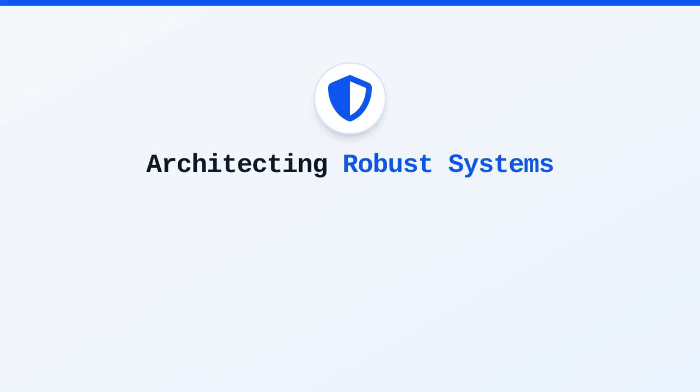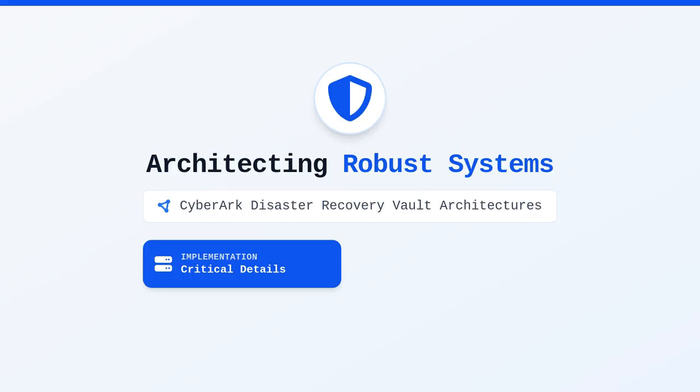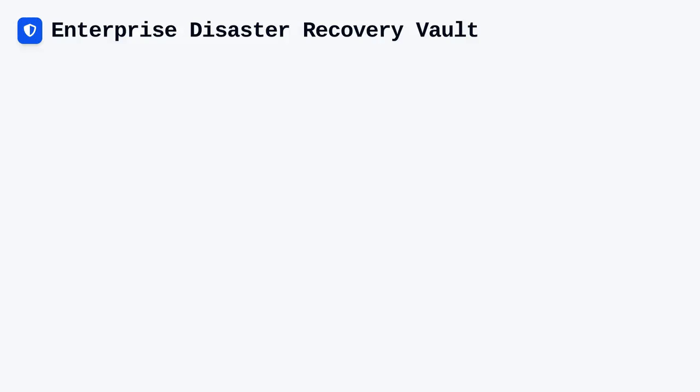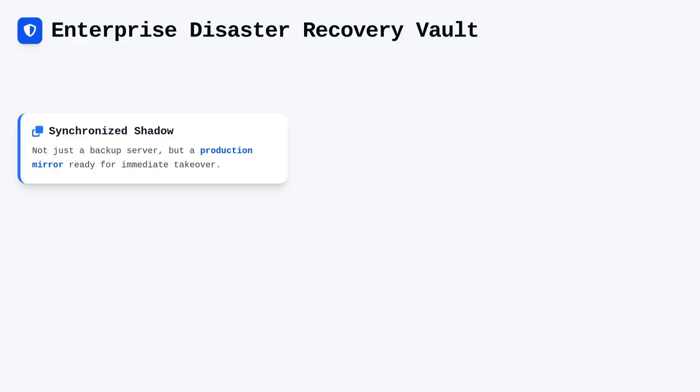Welcome back to our discussion on architecting robust systems. Today, we will examine the critical implementation details of CyberArk disaster recovery vault architectures and the cross-site replication topologies required to maintain service continuity. In an enterprise environment, a disaster recovery vault is not merely a backup secondary server, it is a synchronized shadow of your production environment that must be ready to take over at a moment's notice.